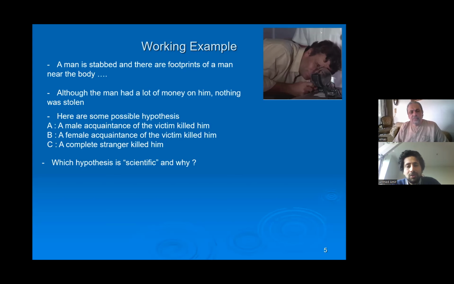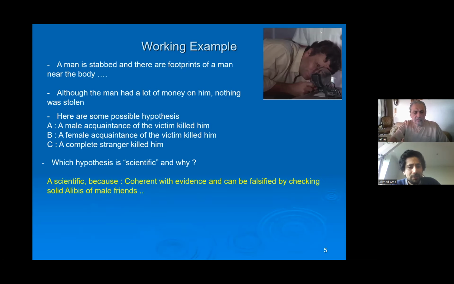I think we did this trial in the first part, and I said the first hypothesis is scientific because it is coherent with the evidence. It's not inconsistent with the evidence, because we find footprints of a man, and it can be falsified by checking solid alibis of male friends. So Colombo will get all the male friends and check whether they were near the scene of the crime or not. This is called an alibi. Alibi means that I was somewhere else when the crime occurred, evidence of absence. Yes, exactly. So A is scientific. What about B?